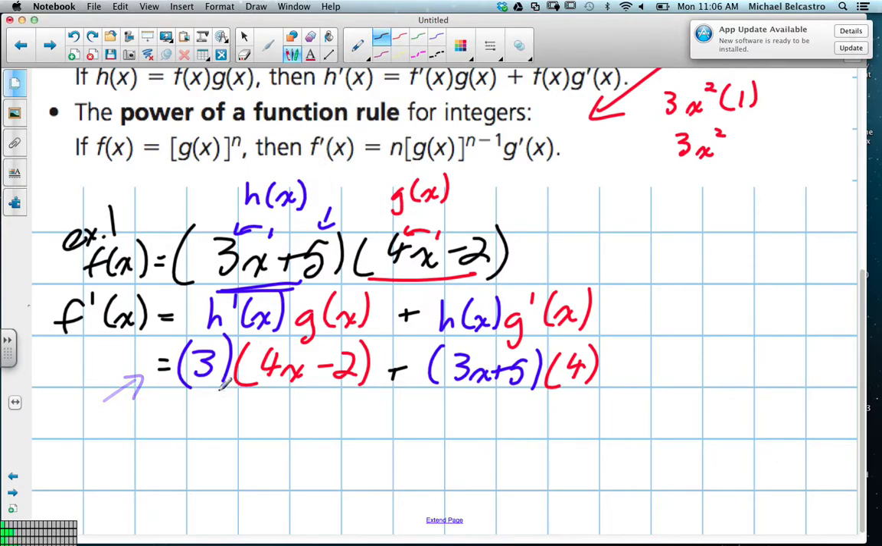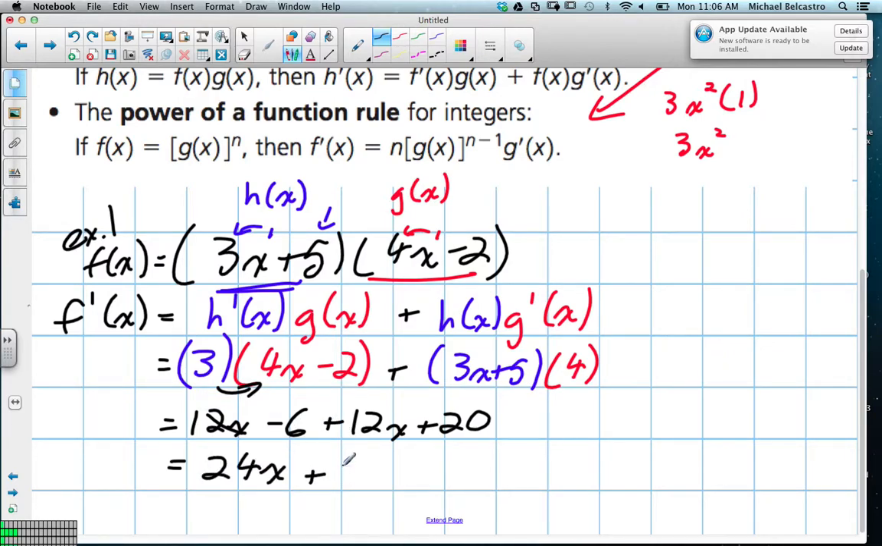We would use our distributive property, bring our 3 in. So I'd end up with 12x minus 6 plus 12x plus 20. Which means I then have our x's combine. Double, thank you. 24x plus 14. Okay? So this is a more simplified version of this derivative here. Both are equivalent. You just might have different answers written different ways on tests, so keep in mind that you can simplify or expand things farther.